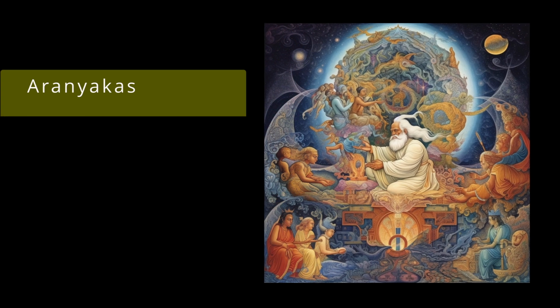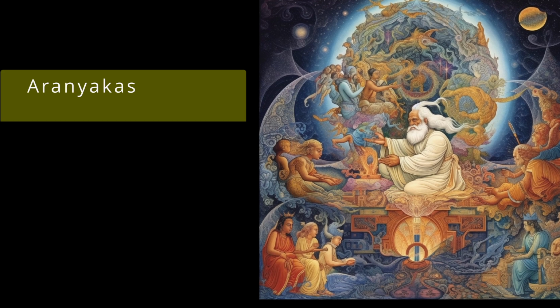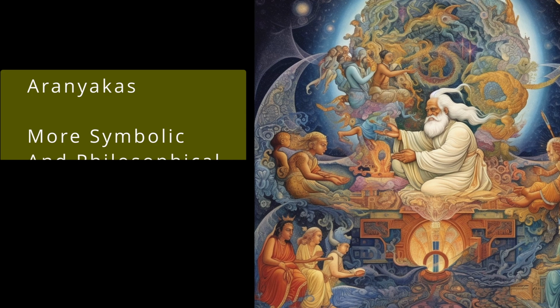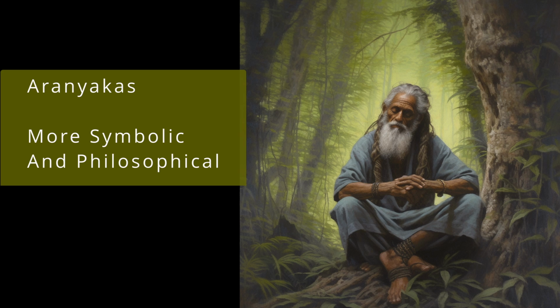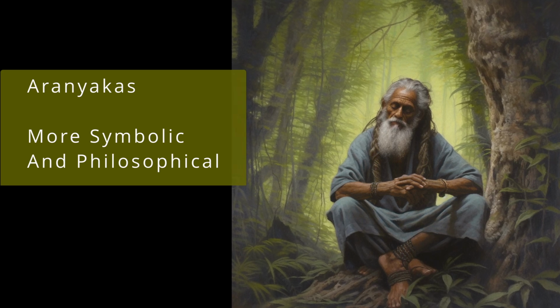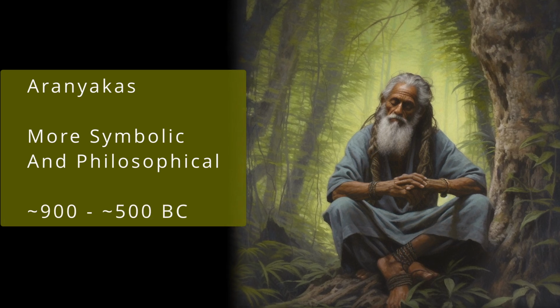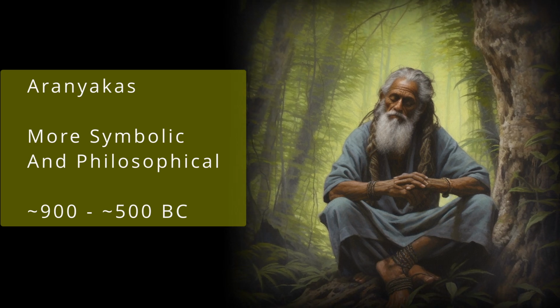Next were the more philosophical Aranyakas and Upanishads. The Aranyakas also concern themselves with the Vedic sacrifices, but the interpretations of the Aranyakas are more symbolic and philosophical, and correspondingly reflect a slightly later tradition, and the Aranyakas are estimated to date from the expanse of time ranging from 900 through 500 BC.